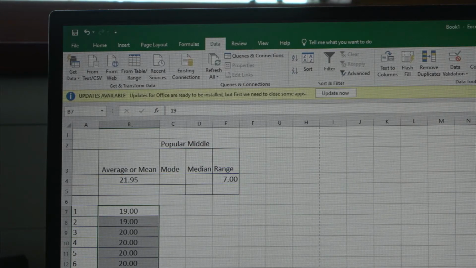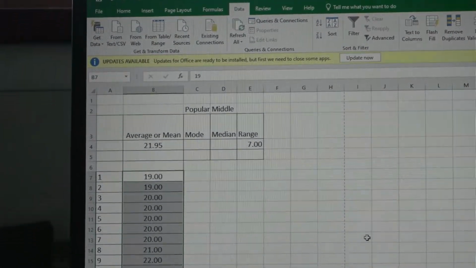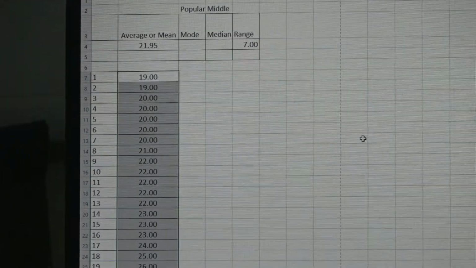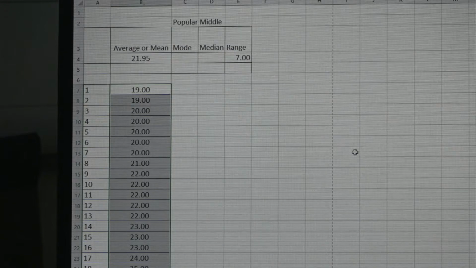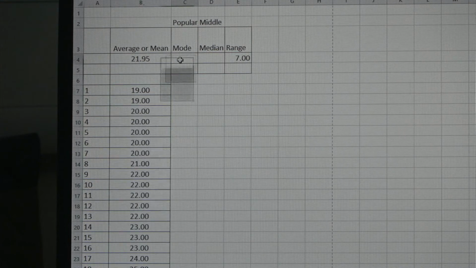Same numbers, so the range is 7. That's the difference between the largest and the smallest. Now if we go back to our numbers, it's much easier to sort now. The mode, I've put above it the most popular, because I always forget which one's mode and median. So most popular, let's look at the numbers. There's 2 19s, 3, 4 20s. 20's the most popular. So the modal is 20 centimetres cubed. That's the most popular amount of gas.